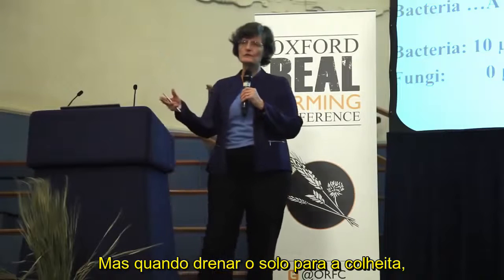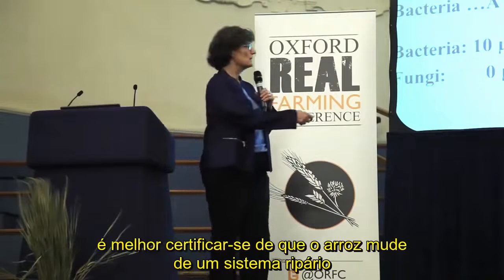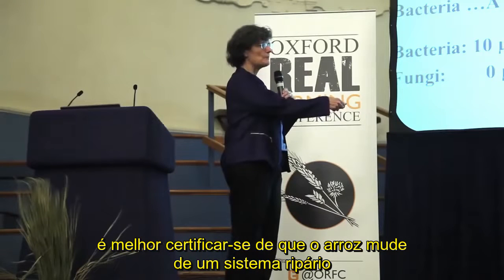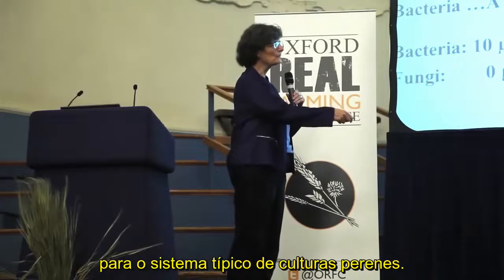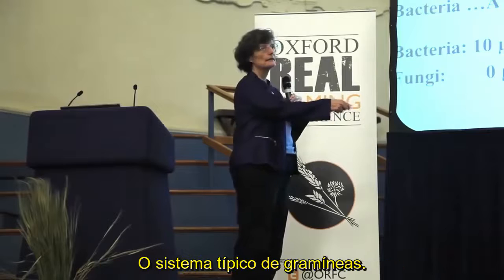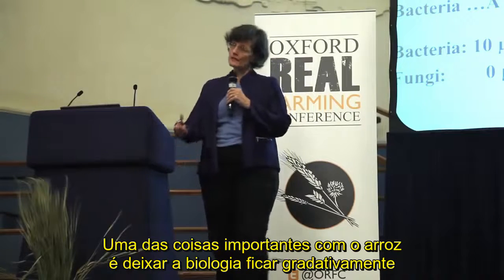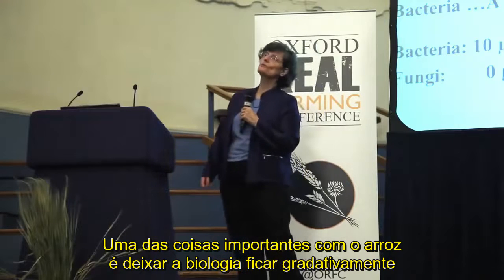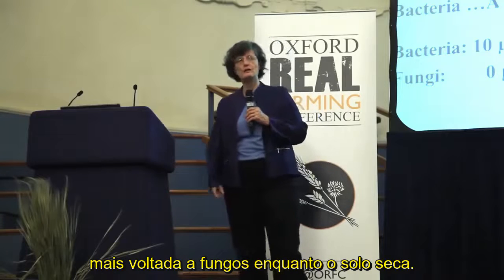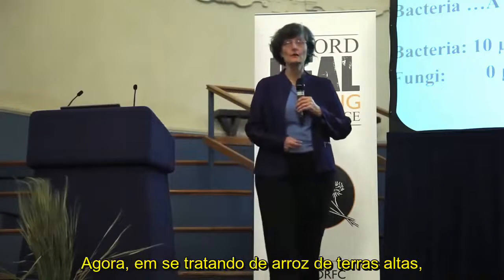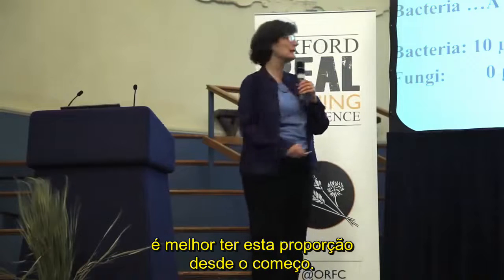But as you allow that soil to drain down, when you're going to harvest your rice, you better make sure that that rice is now moved from the riparian system into row crop, into our typical grass system. So one of the important things with rice is that you allow that biology to come back much more fungal as the soil dries.